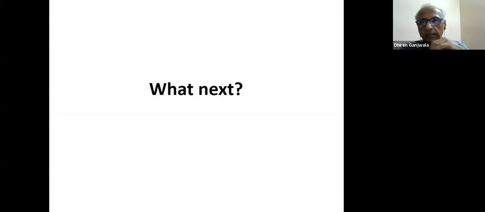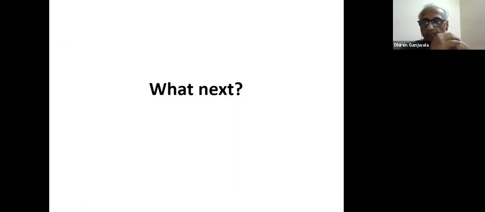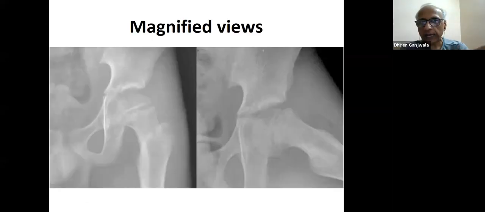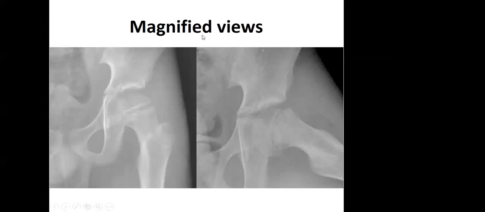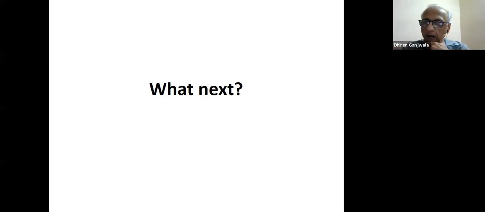So these are the magnified views. So what next? How will you treat this patient? You have made the exact diagnosis, you have classified it well. So what will be the next line of treatment? In situ pinning. Metabolic disorders, vascularity of the epiphysis and endocrinology, we have to assess. Okay, how will you look at the vascularity of the hip? MRI of the hip, MR angiogram.